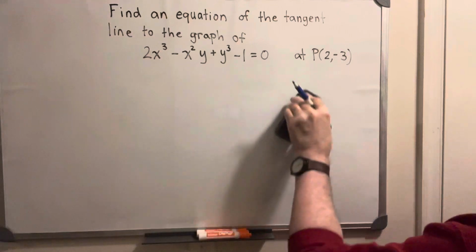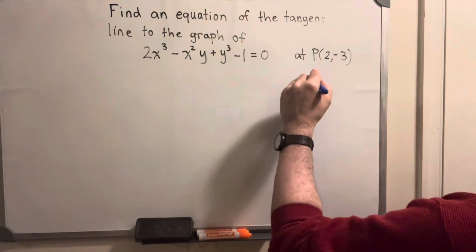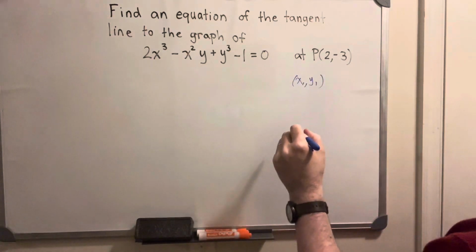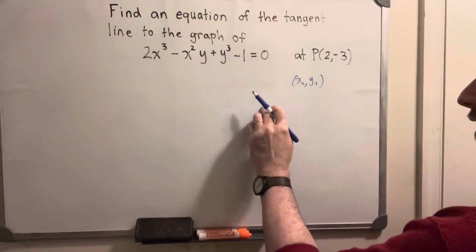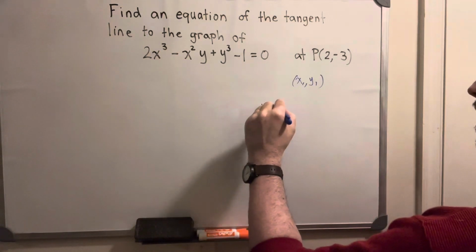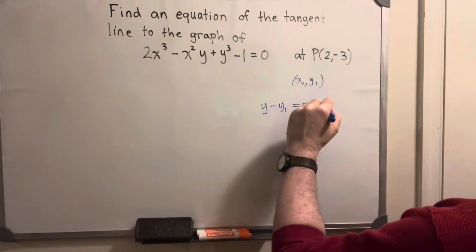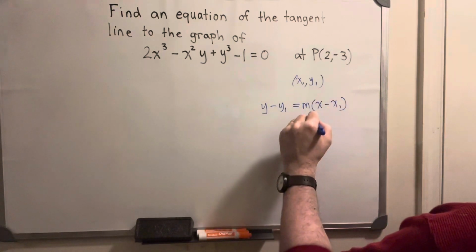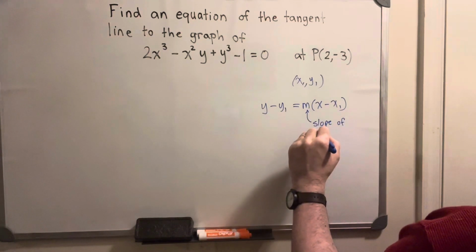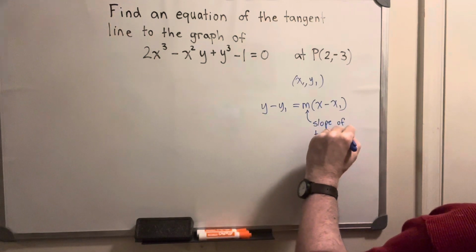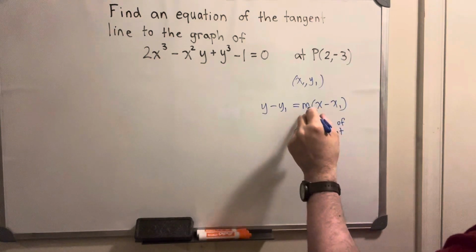Now that we have a point here, if this point were some x1 comma y1, and if we wanted an equation of the tangent line, we could say that using the point slope form, y minus y1 equals m times x minus x1, where this is the slope of the tangent line. We have the point here that is on the graph. It would be nice to have that slope.